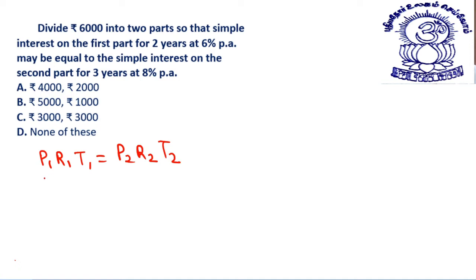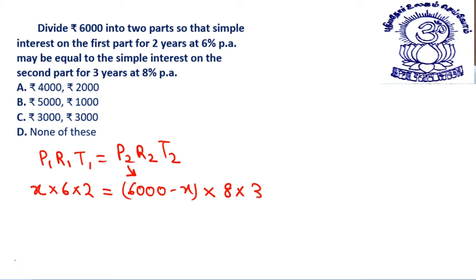This was the thing. What is the principal one? See, 6,000 is divided into two parts. Let's say the first part is x, the second part is 6,000 minus x. Okay. What is the rate one? 6% for 2 years. This will be equal to the simple interest on the second part for 3 years at 8% per annum.